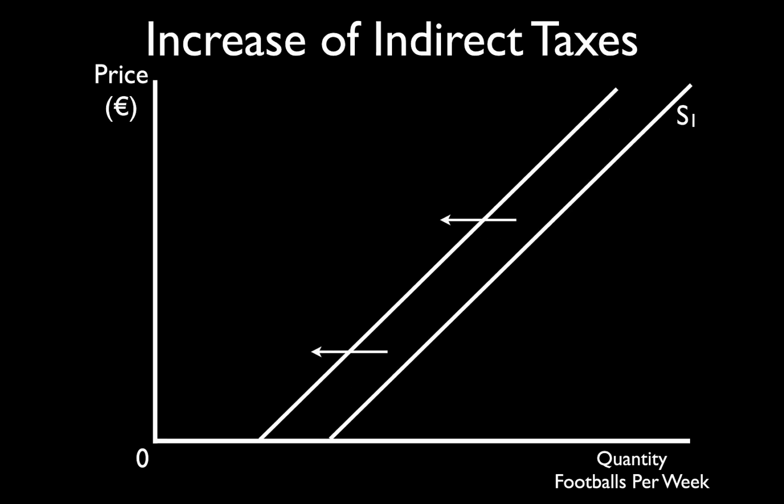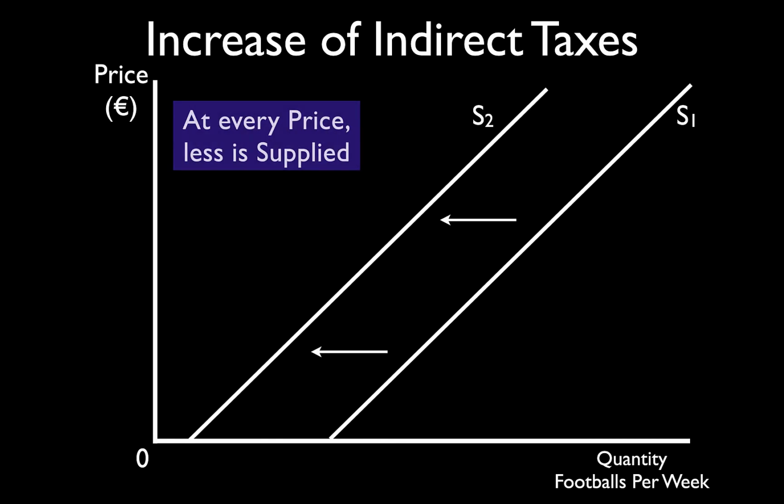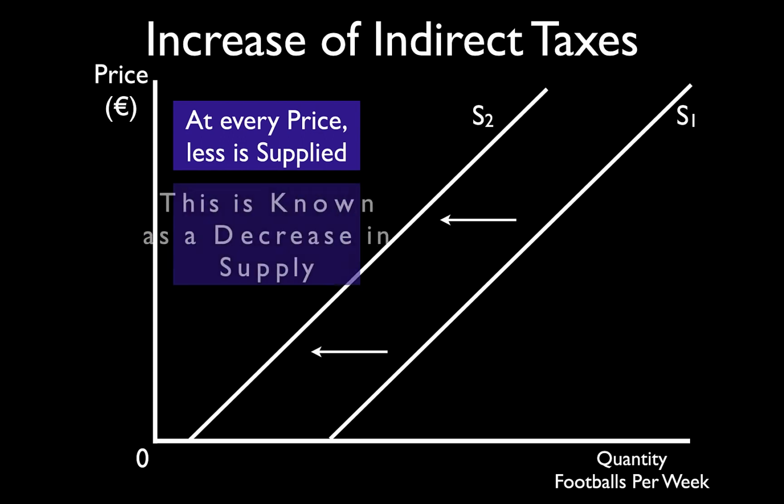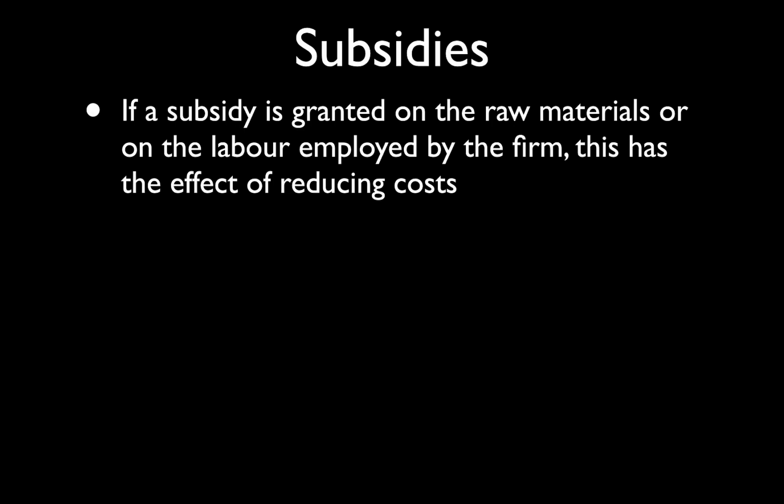On the other hand, we've got an increase in indirect taxation, which is a value-added tax, an ad valorem tax. You'll hear me say all this kind of stuff. At every price less is supplied, and that's just known as a decrease in supply. Now, so we've done indirect taxes. Now we're going to talk about subsidies.